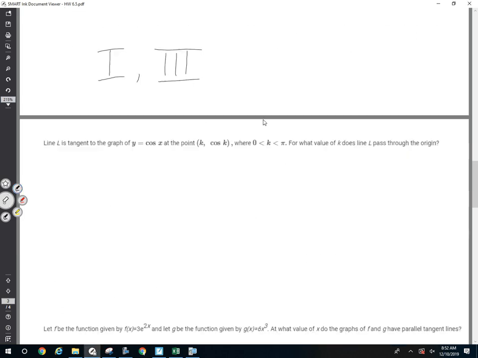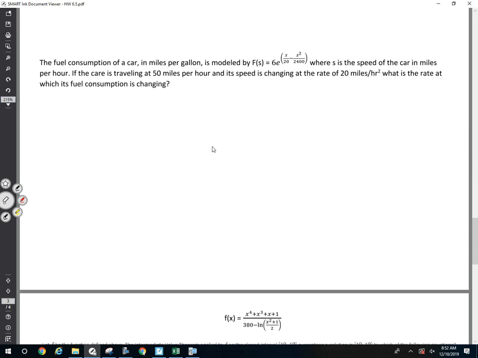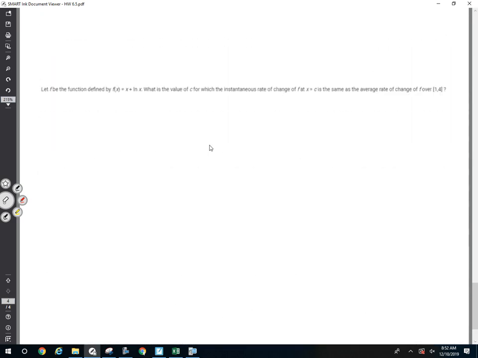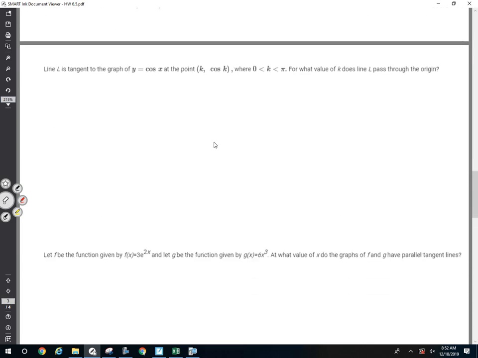Next. All right, some different types of problems here. The line L is tangent to the graph of y equals cos x at the point k, cos k, where k is between 0 and pi. For which value of k does the line pass through the origin?